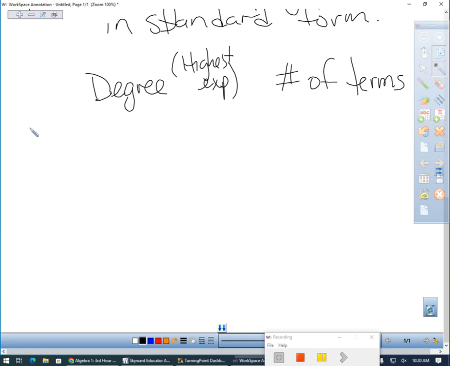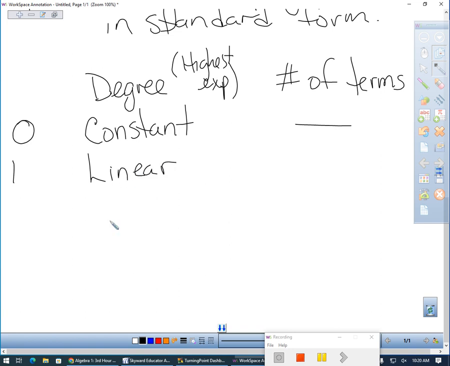First of all, if you get a polynomial where the highest exponent is a 0, which means there aren't any variables at all, the word for that is constant. And of course, if you have no terms, then obviously that isn't a polynomial, so I can't count that one. If my highest exponent is a 1, such as 7x, that is called linear. If it only has one term in it, it is called a monomial.